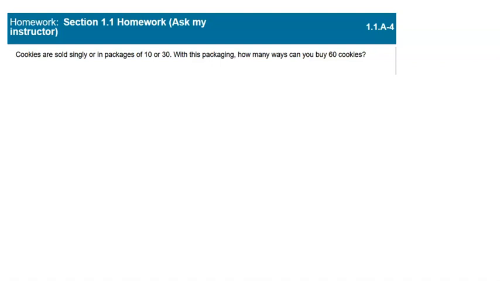Hello, I had a question about your section 1.1 homework, and here's the example. So we got cookies that are sold singly, which means just buy one cookie, or in packages of 10 or 30. And they want to know, with this type of packaging, how many ways can you buy 60 cookies? And so organizing your thoughts is the best way to handle this.